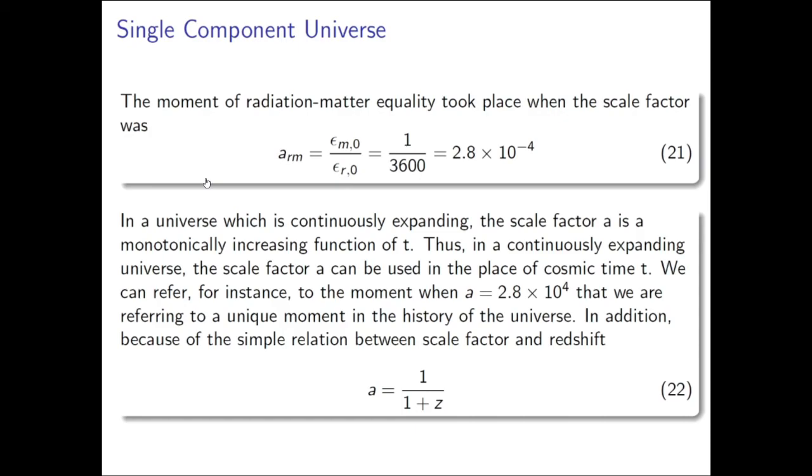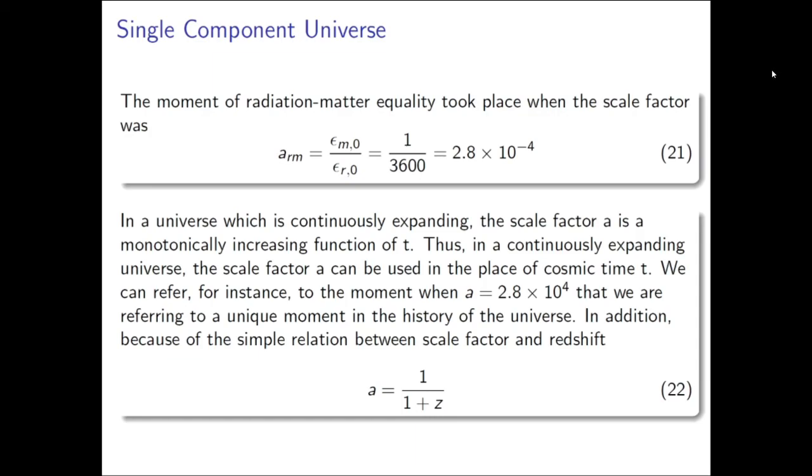Thus, in a continuously expanding universe, the scale factor a can be used in place of cosmic time t. We also try to represent moments of time and distance in terms of redshifts, because it is much easier to get values in terms of redshift, since we are able to observe it directly. Instead of using cosmic time, we can use the transformation from the scale factor to the redshift. So it is much easier in that sense.